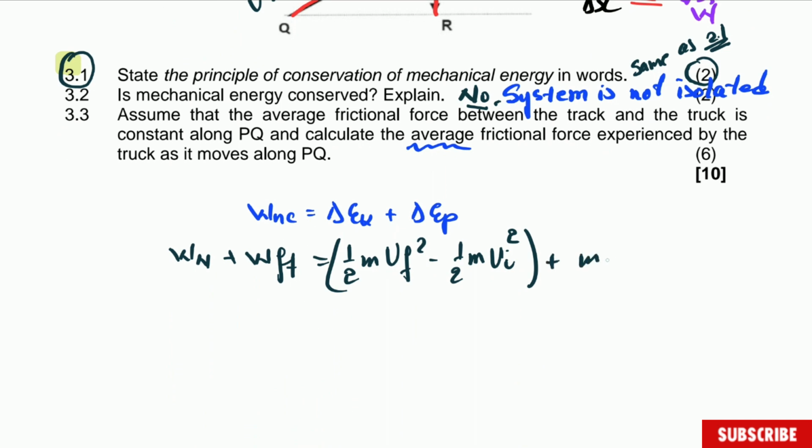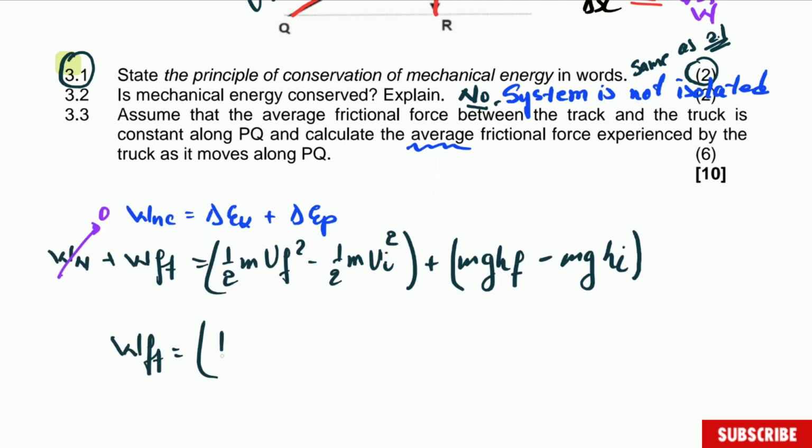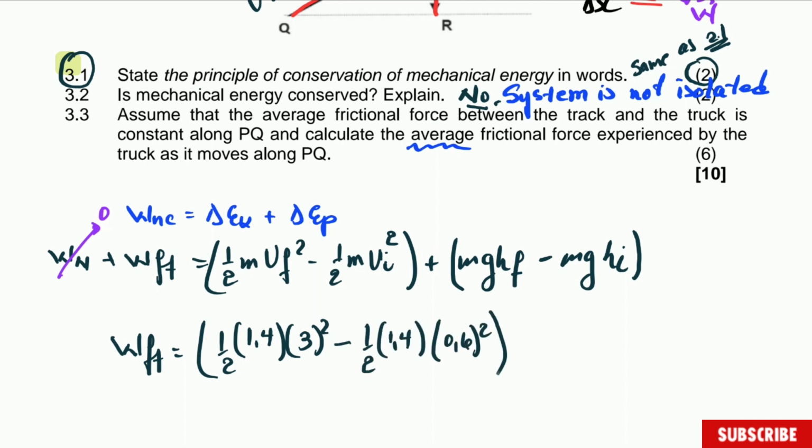Plus mass multiplied by the acceleration due to gravity times the final height, which is 0, minus mass times the acceleration due to gravity times the initial height, which is known by us. So now here, if you substitute, okay guys, this one is 0, the final height is 0, so I'm only going to substitute the initial height.